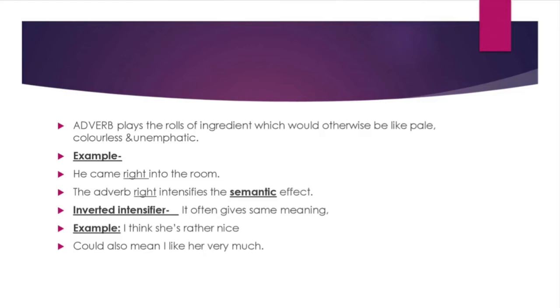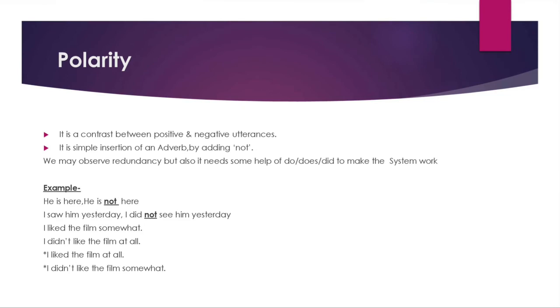Now, what is an inverted intensifier? An inverted intensifier is when the same sentence can be written in another form, which often gives the same meaning. For example, I think she is rather nice, which means I like her very much. We can say this in this form too. That is an inverted intensifier.